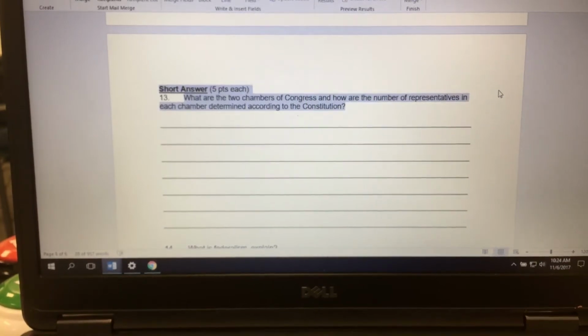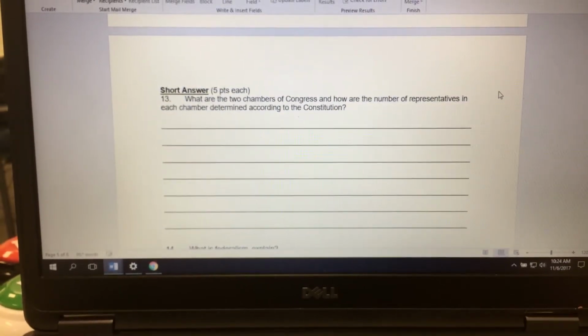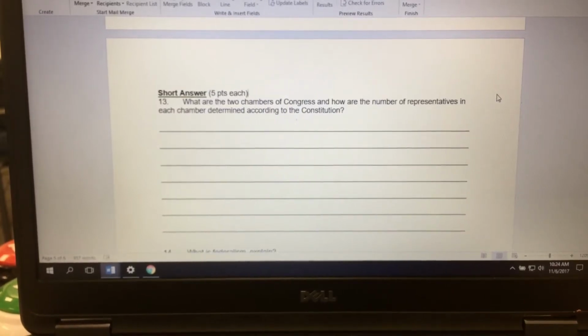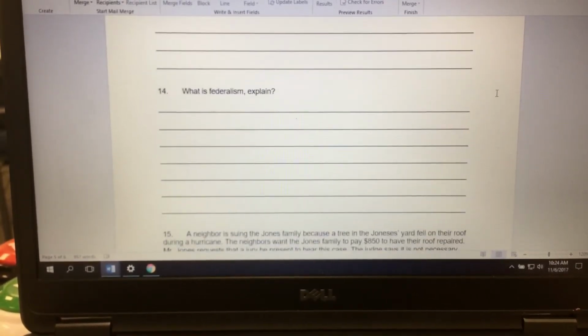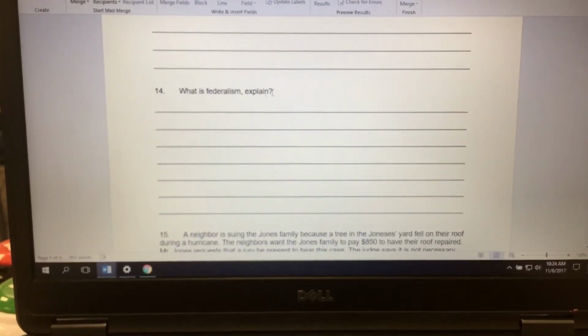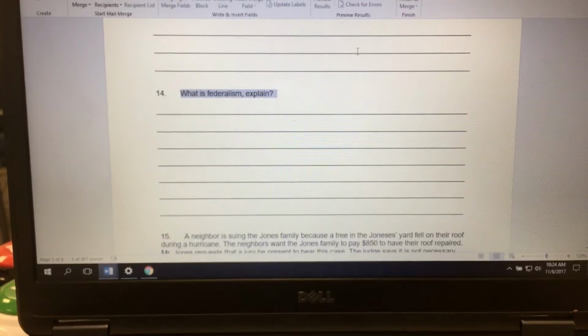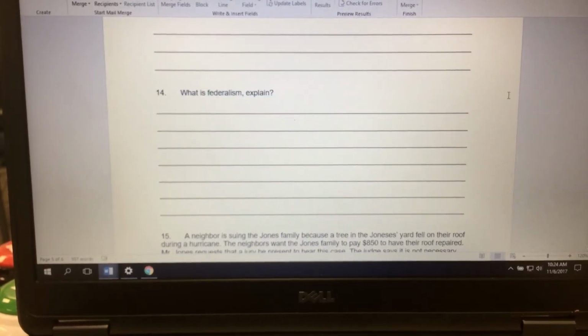Short answer, 5 points each. What are the 2 chambers of Congress and how are the number of representatives in each chamber determined according to the Constitution? What is federalism? Explain.